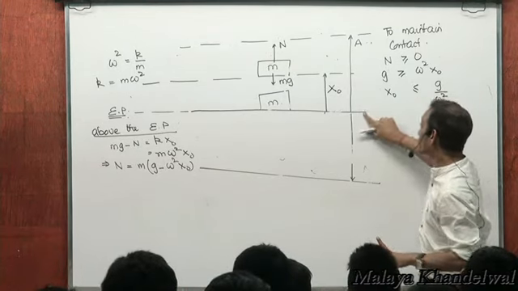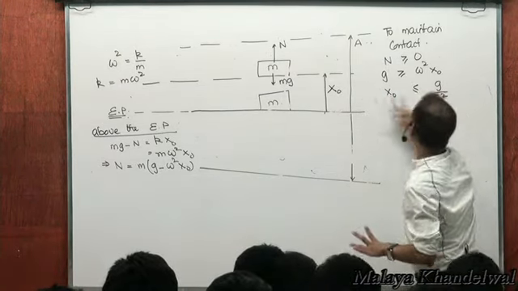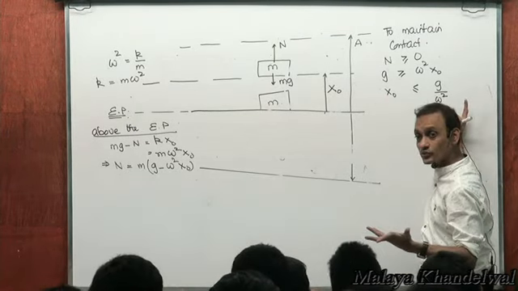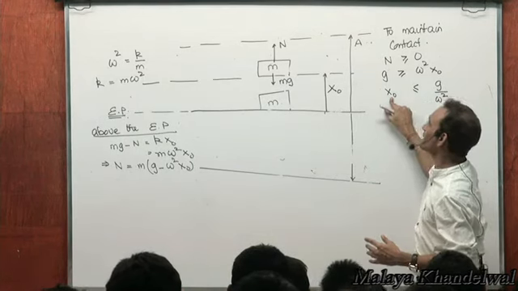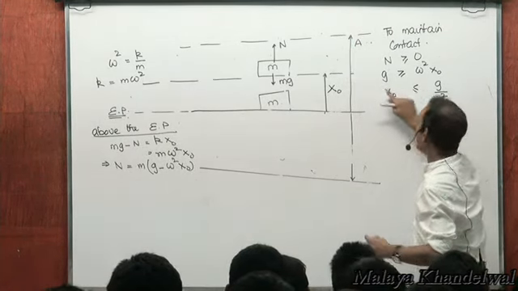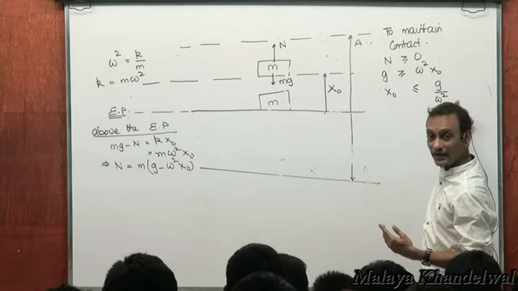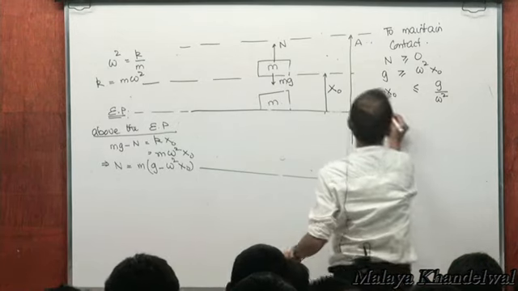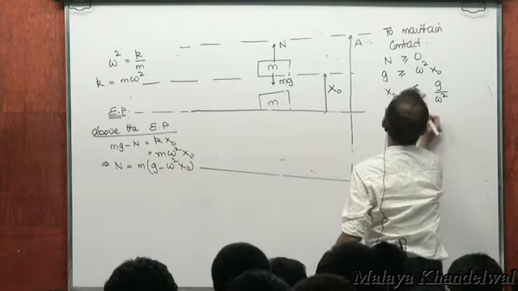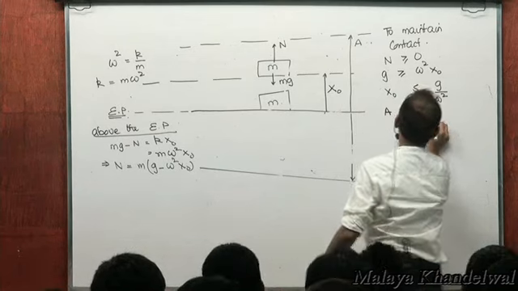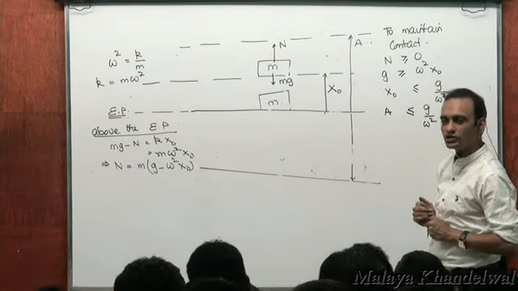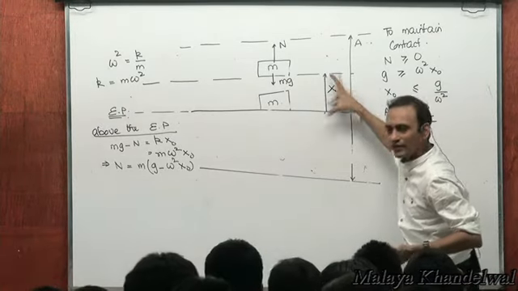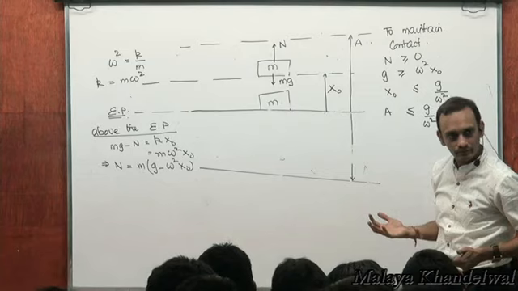That's all. Now, if the amplitude itself is less than g by omega squared, then x naught will be less than g by omega squared, isn't it? What's the maximum x naught? The amplitude. So it suffices to say that A should not exceed g by omega squared. If A does not exceed g by omega squared, x naught will never exceed g by omega squared, right?